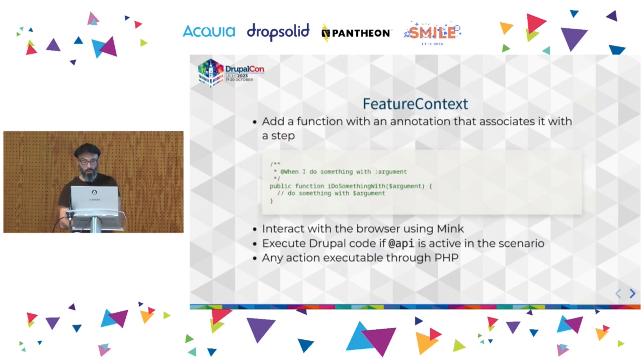For example, in this case, we want to add a new step. For that, what we are going to do is go to a file that is called feature context that you can find inside the code base. And what you do is create just a function, okay? We are going to see it. And here you declare the step, the text that is related to the function, okay? So when Behat encounters something like this, I do something with an argument, Behat calls this function, okay, with the argument as the first parameter.